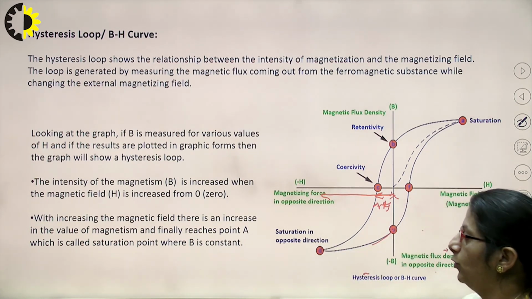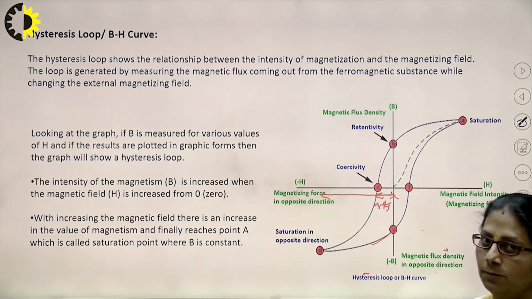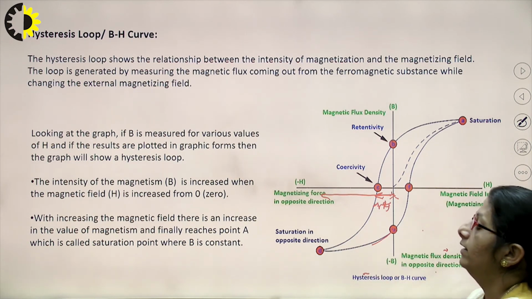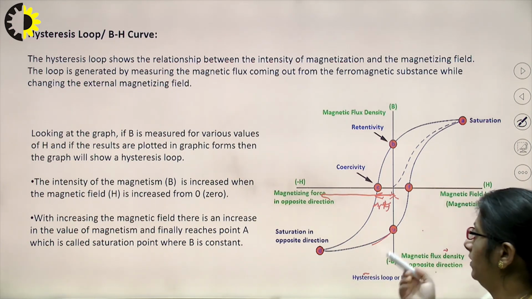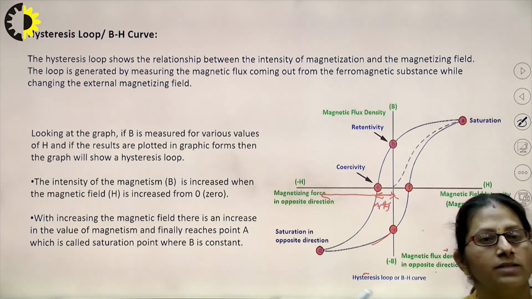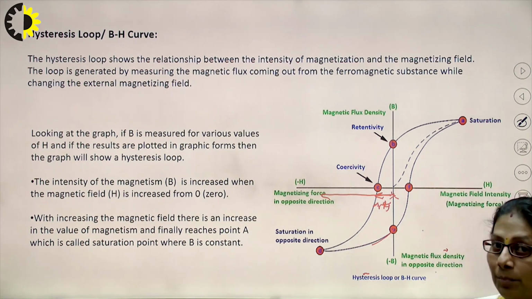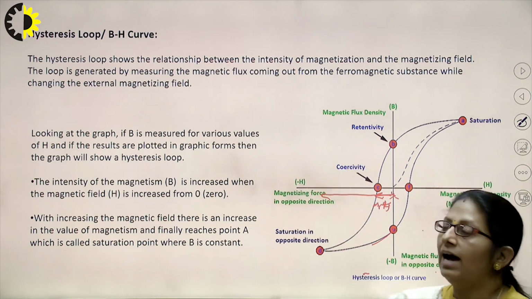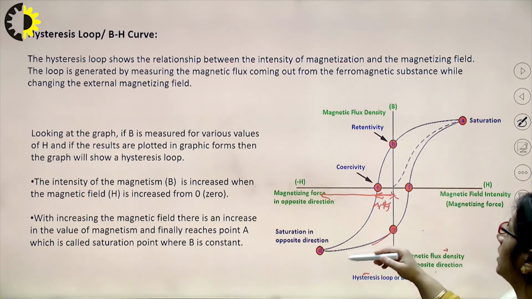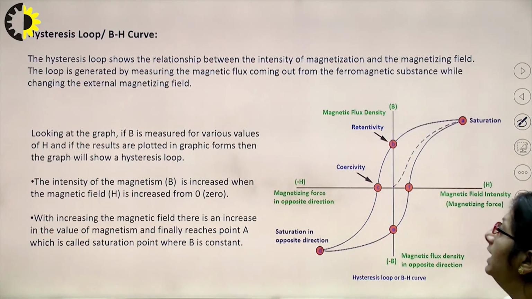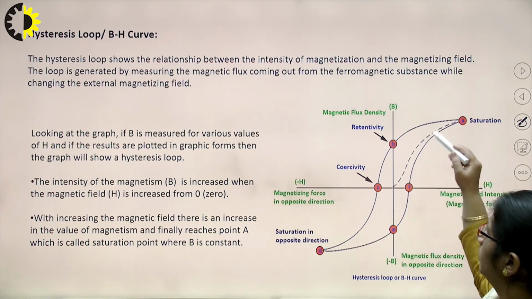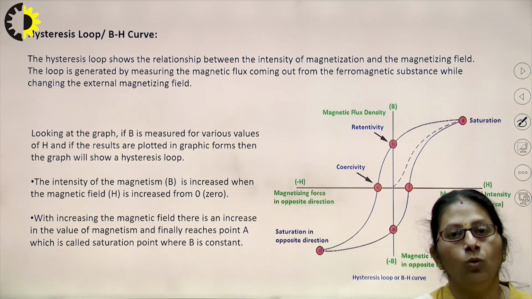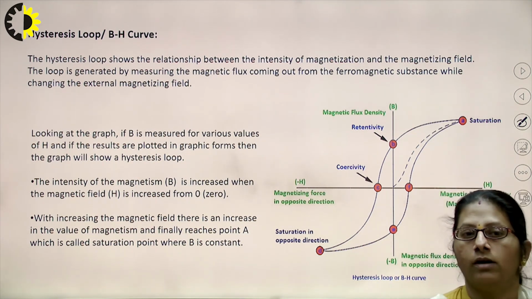After reaching the saturation point, if I reduce H the same way I increased it, I will again have a reduction in the flux density, a residual magnetism in the opposite direction, and then once again 0. If I complete the cycle of magnetization and demagnetization, I get a leaf-like structure, as can be seen here. This complete leaf-like structure, given in blue color, is the hysteresis loop or the BH curve for a magnetic material.